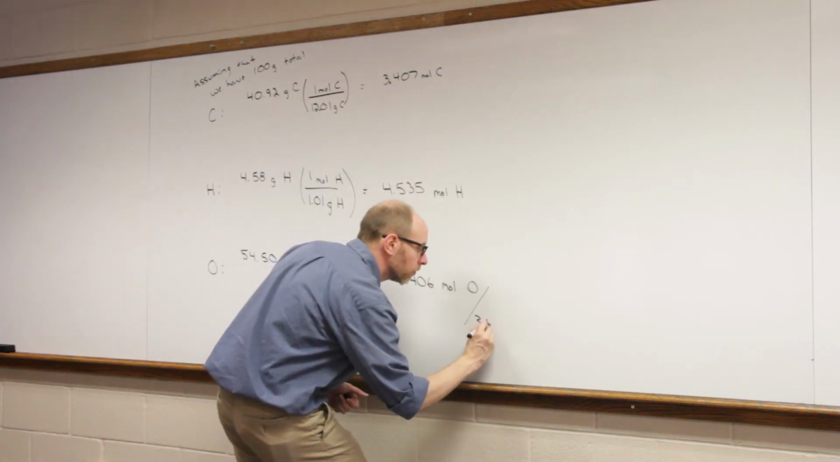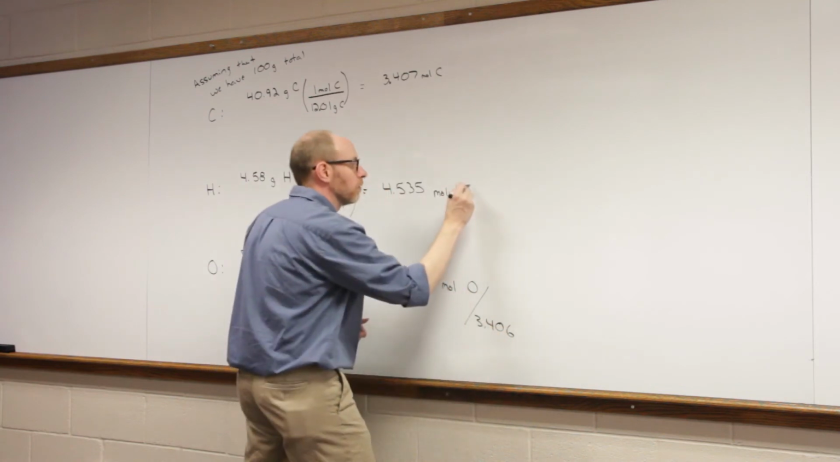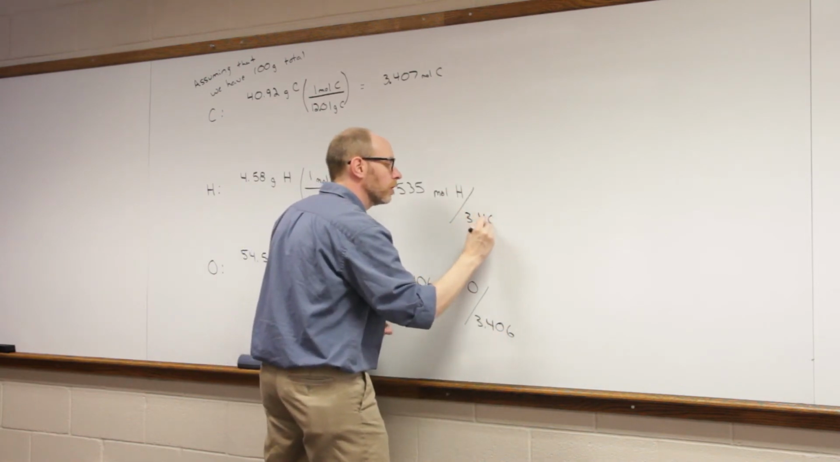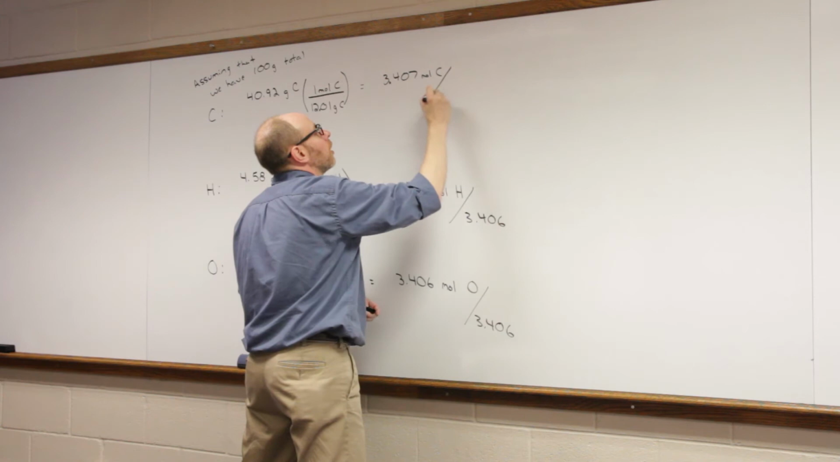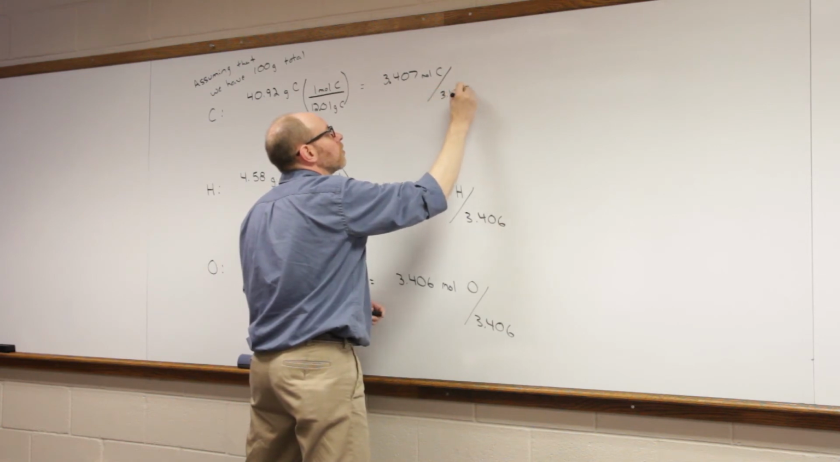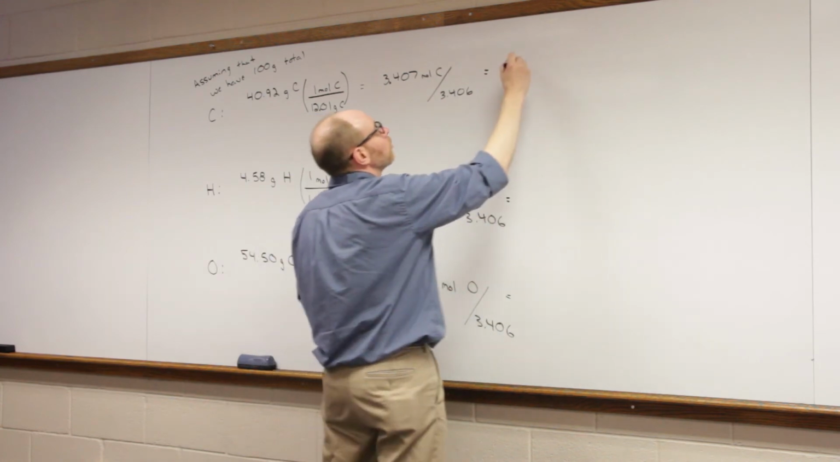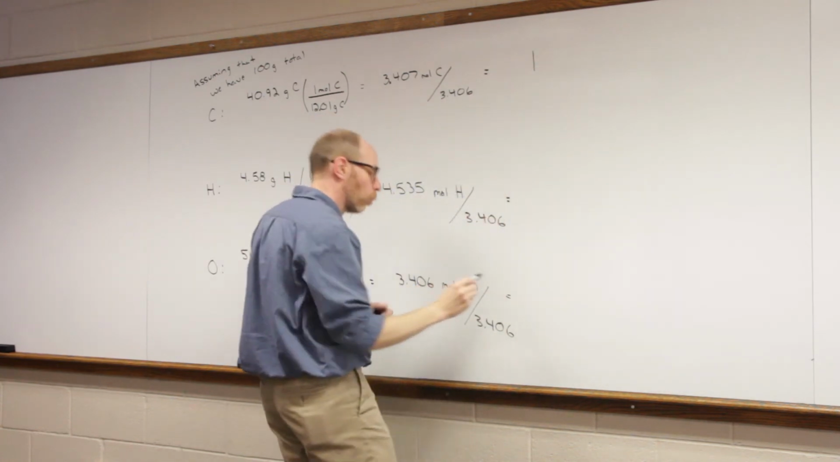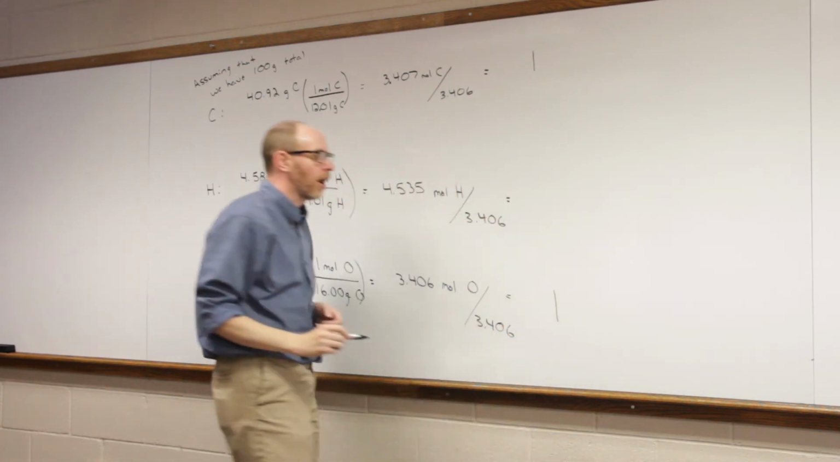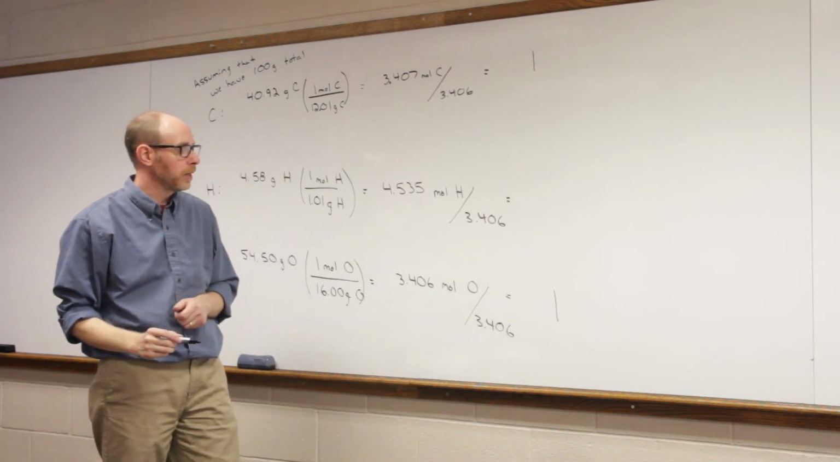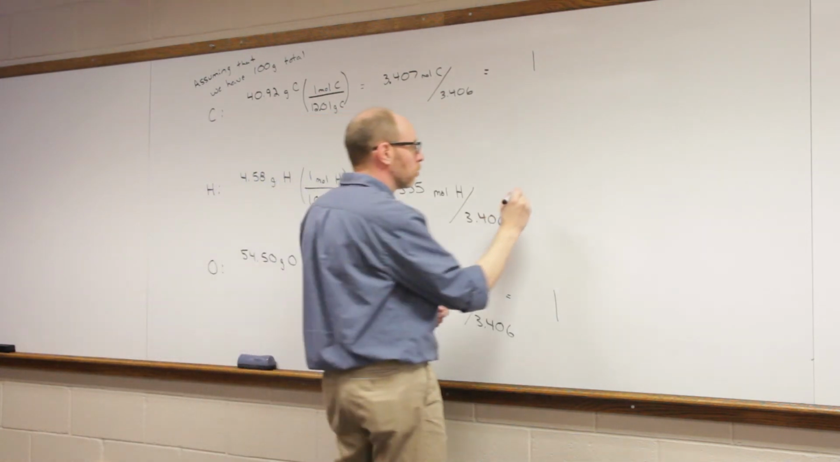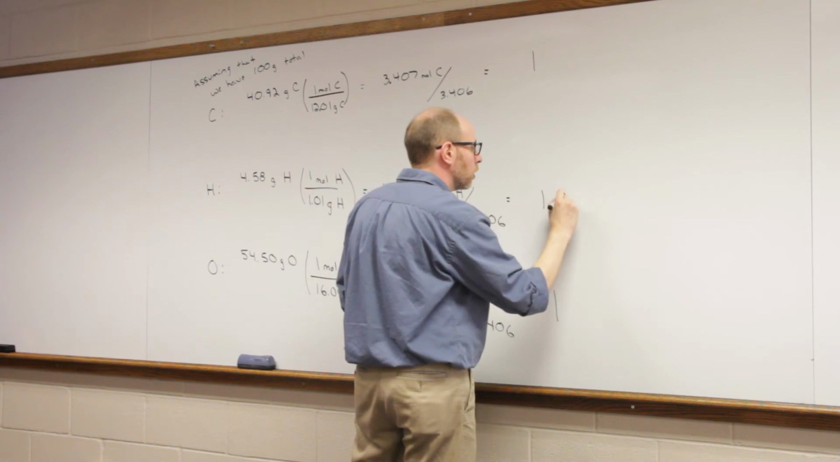So 3.406 divided by 3.406, divided by 3.406. And you're going to end up with something that's pretty darn close to 1 for oxygen and for carbon. For hydrogen, it will end up as 1.33.